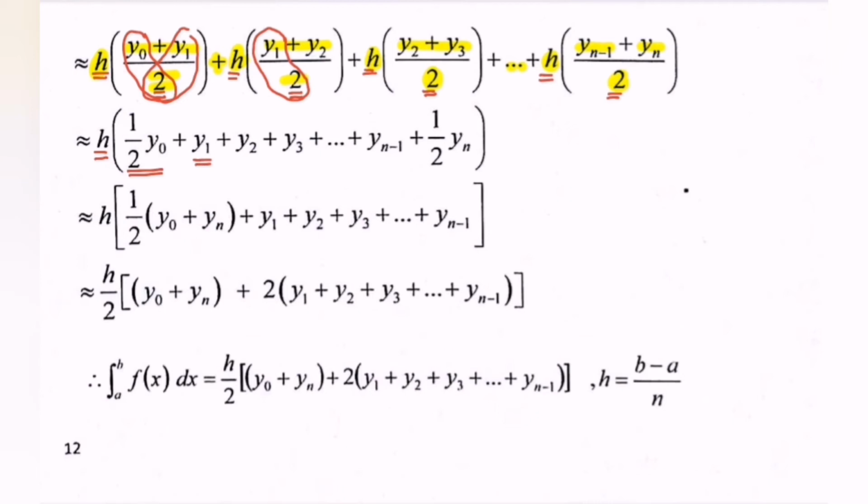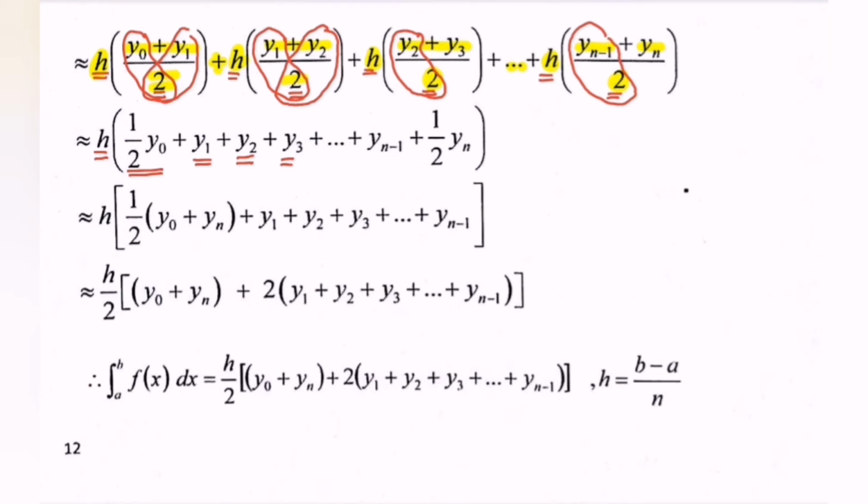Then keep on moving. Here we have y2 over 2. Here we have another y2 over 2. So y2 over 2 plus y2 over 2, again we will have y2. And keep on repeating the same thing until the final part. Here we will repeat the same situation.